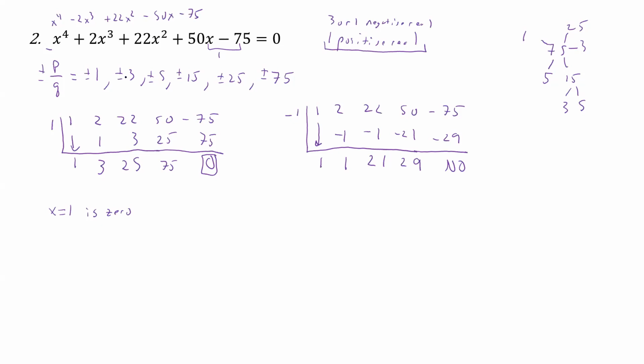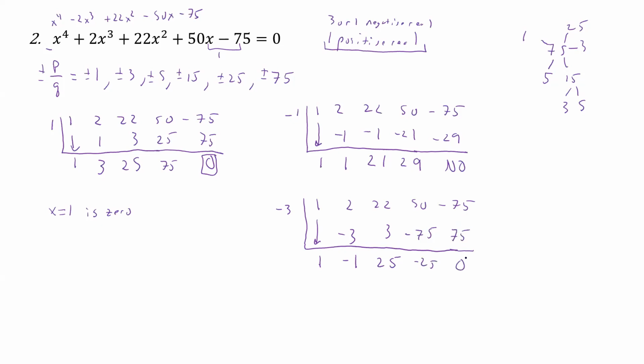So now we go to the next one that's negative. So the next one is 3. So -3. So I have 1, 2, 22, 50, -75. So we have 3 times that, it's -3. That's going to be -1. It's going to be a +3. It's going to give me 25. That's going to give me a -75. So that's going to give me a -25. That's going to give me a +75. That's 0. So that one is a factor as well.